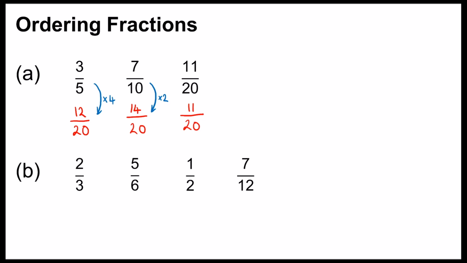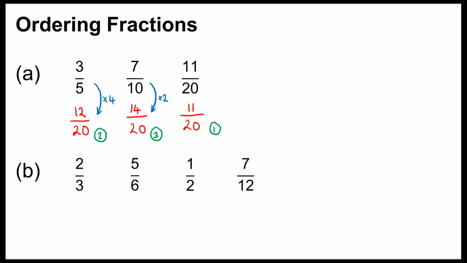As the fractions now have a common denominator, they are far easier to put in order. By looking at the tops of my fractions, I can see that 11/20 is the smallest, so that's going to be number 1. 12/20 is second, and 14/20 is the biggest.